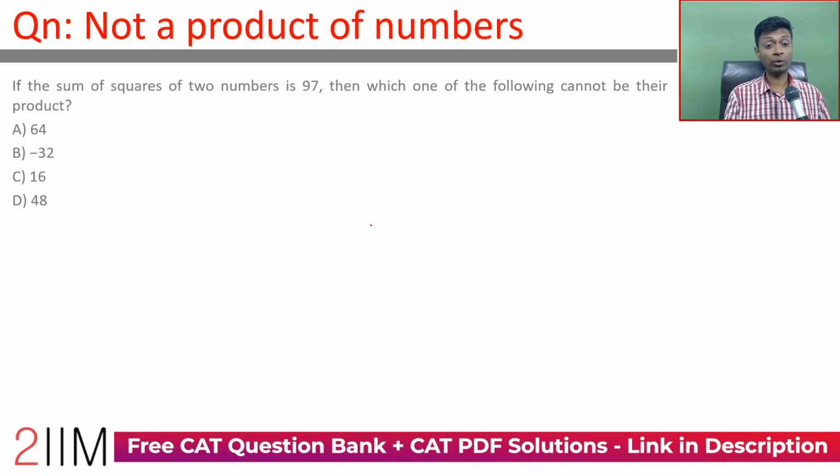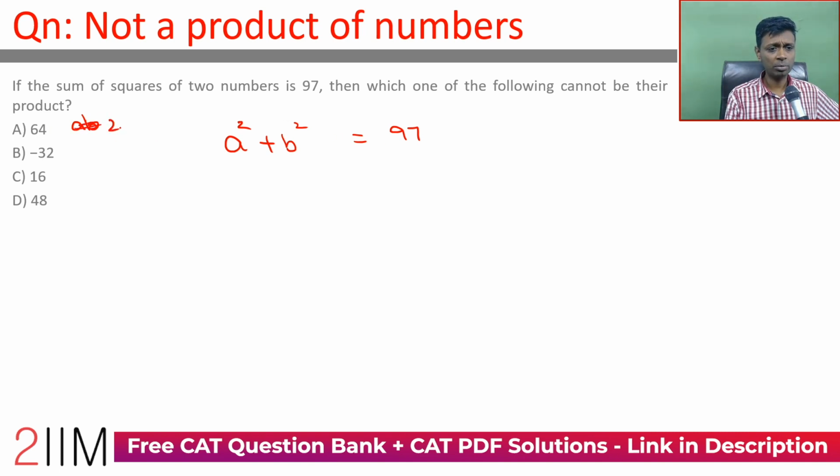So the sum of the squares of two numbers is 97. Then which of the following cannot be their product? A square plus B square equals 97. Fine. Very interesting. Here we're talking about AB. So think about this. A square plus B square and AB. That's a very powerful link. If you think about 2 times AB.